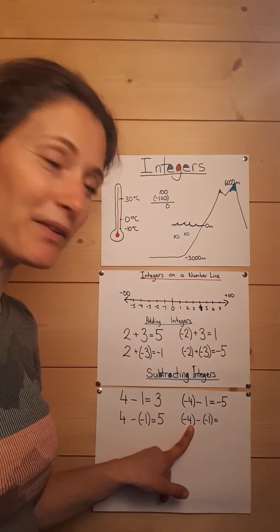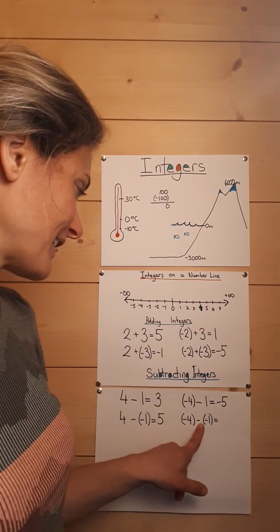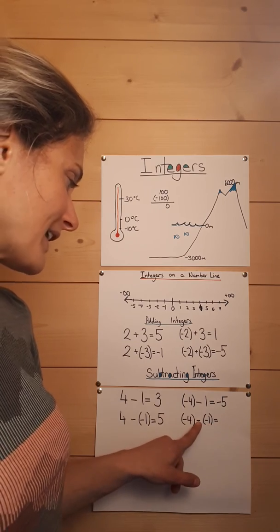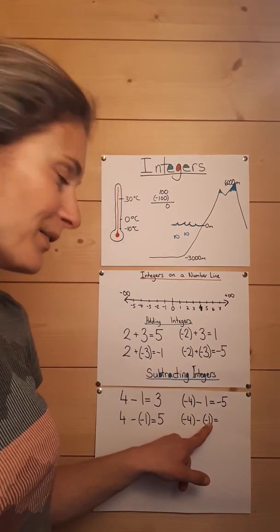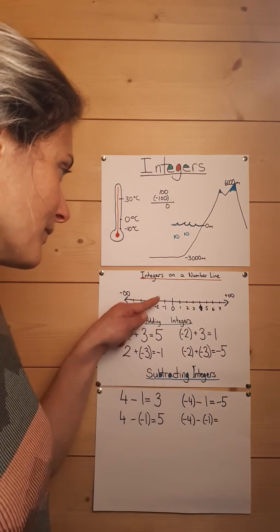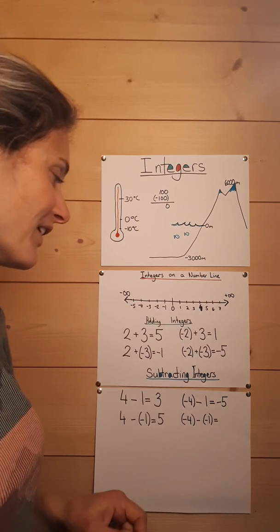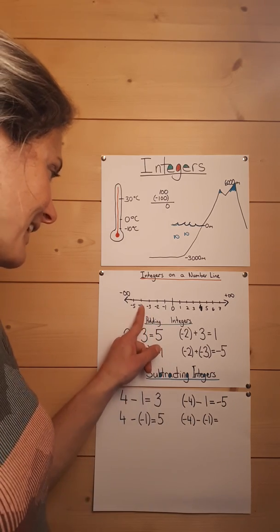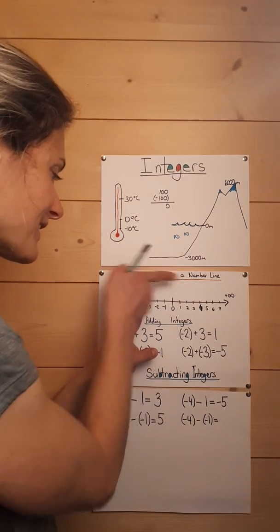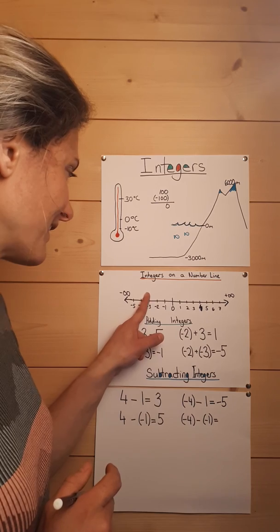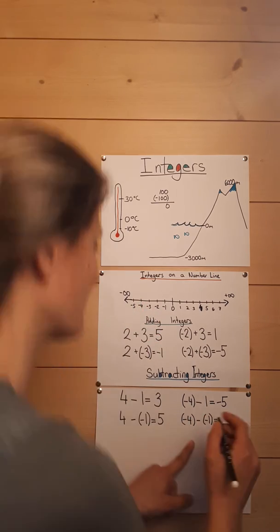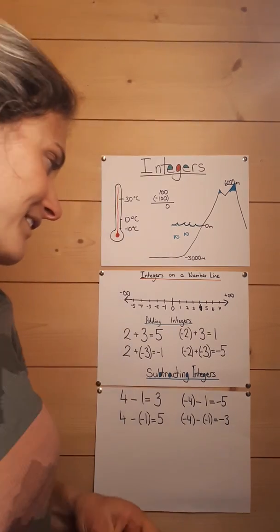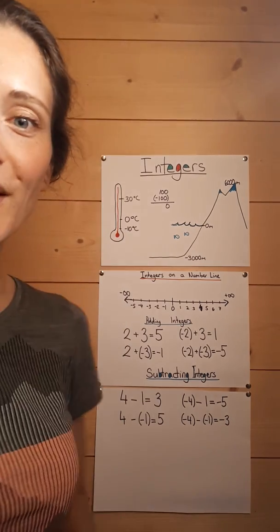In this example, I've got negative 4, take away negative 1. So remember, when I take away that negative value, I'm adding a value. I'm moving in the positive direction on my number line. So negative 4, here I am. I'm moving in a positive direction on the number line one time, and I've gone to negative 3. All right, there you have it, subtracting integers.